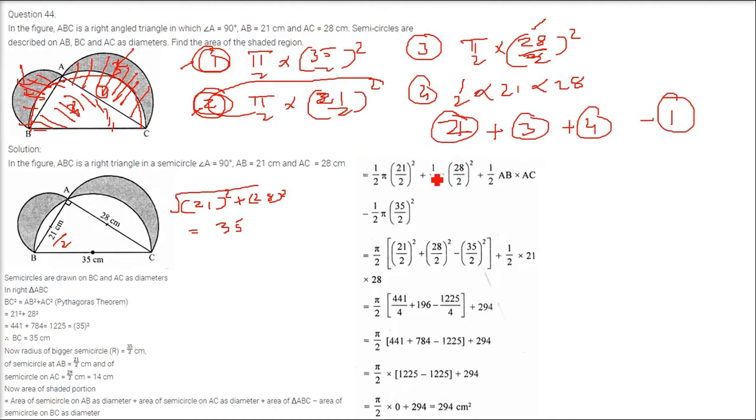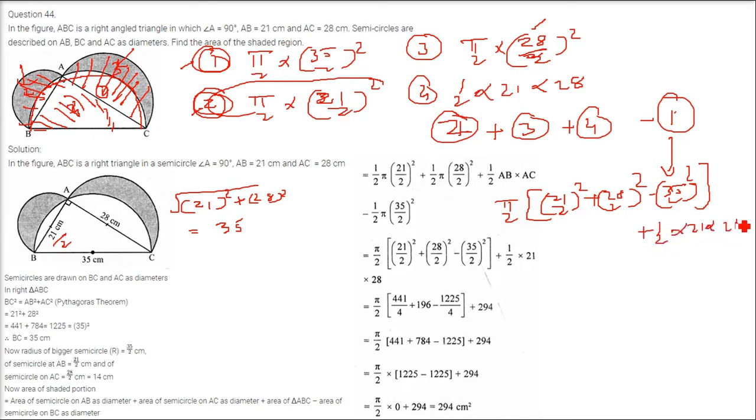Okay, so let us just add them. For pi by 2, we can just take it outside. So we have to add 2, 3, 4. We have 2, that is 21 by 2 whole square, and 3, that is 28 by 2 whole square, and then this 35 by 2 whole square, which has to be subtracted, so I'll say minus 35 by 2 whole square. Then the area of the triangle, that is half into 21 into 28.